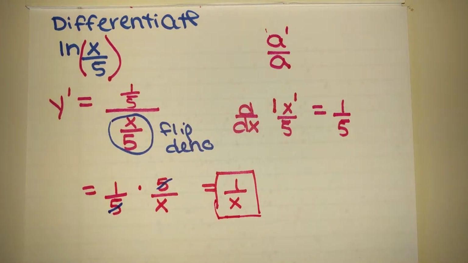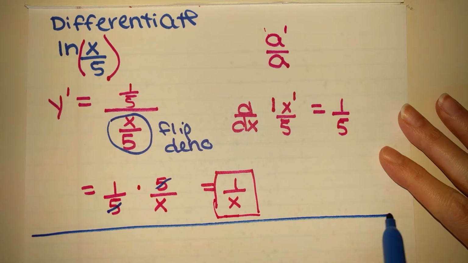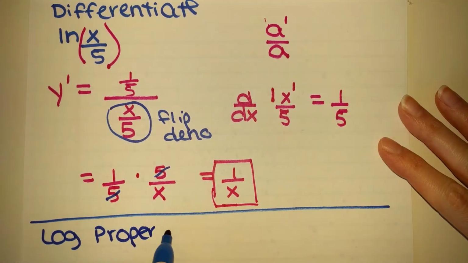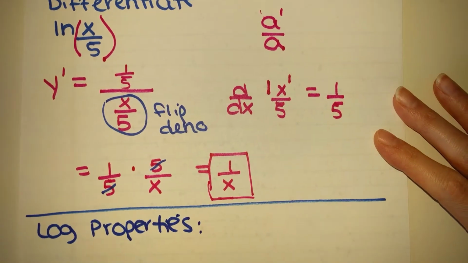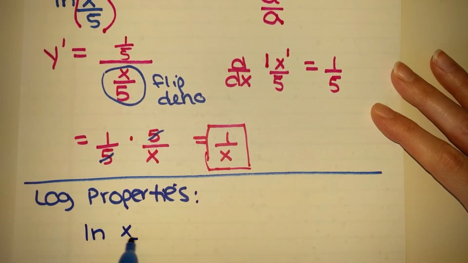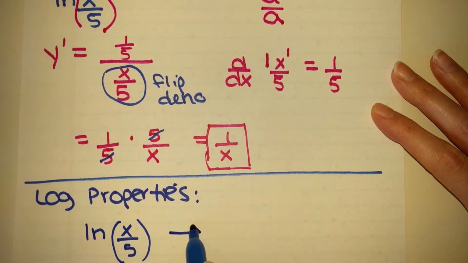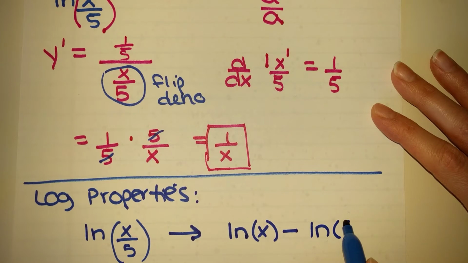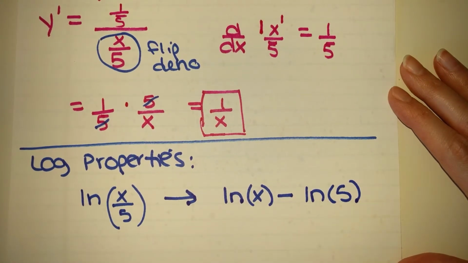It is important to note another way of doing this is that you could also use log properties. So instead of going through and saying, okay, what's my argument and everything, you could take the natural log of x over 5 and you could use your log properties to say that that is the natural log of x minus the natural log of 5, and then differentiate that resulting simplified expression.